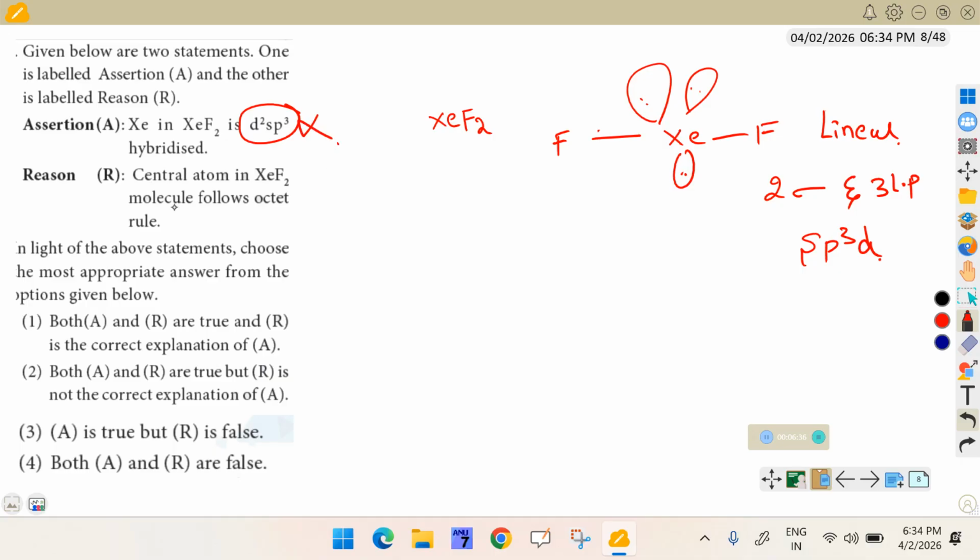Central atom in the XeF2 molecule follows the octet rule. In the XeF2 molecule, xenon is group number 8, fluorine valency 1, total fluorines 2. 8 plus 2 is equal to 10. Total number of electrons is 10, more than an octet. Both A and R are false.